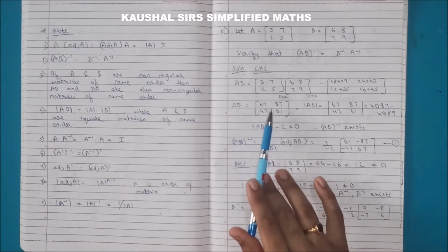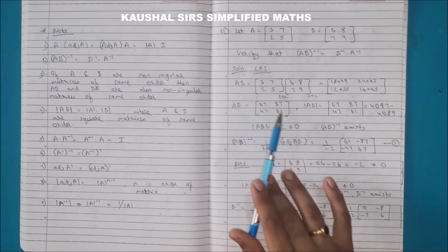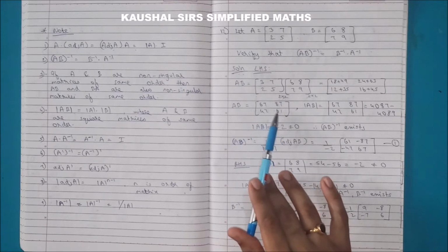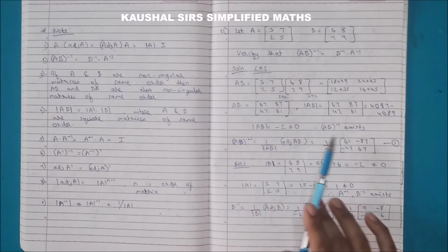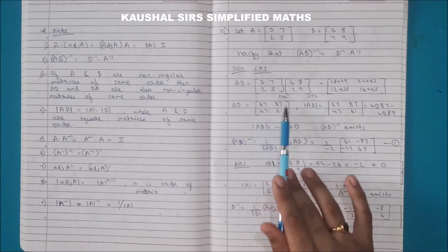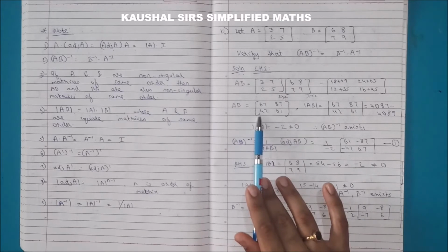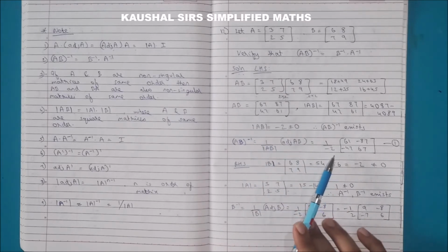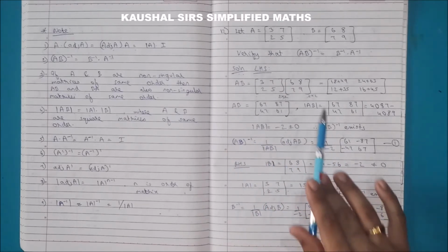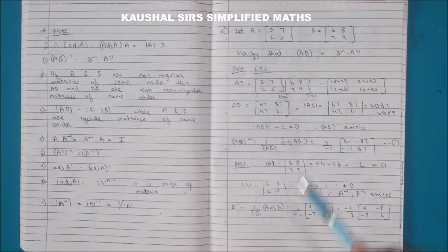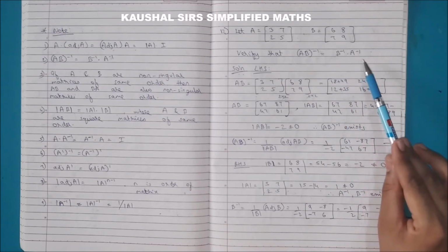Once again I recall, we interchange the elements of the principal diagonal. तो 67 और 61 को interchange कर लो and we change the sign of the secondary diagonal. तो इसका साइन चेंज कर लो तो ये minus 87 हो जाएगा और इसका साइन चेंज करो तो ये minus 47 हो जाएगा. Okay, तो this is your left hand side which is (AB) inverse. Now we move to the right hand side which is B inverse into A inverse.